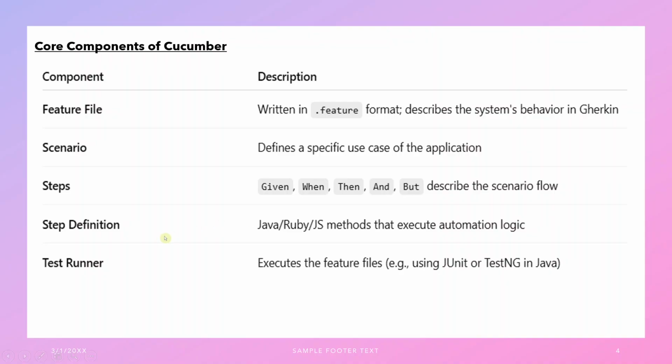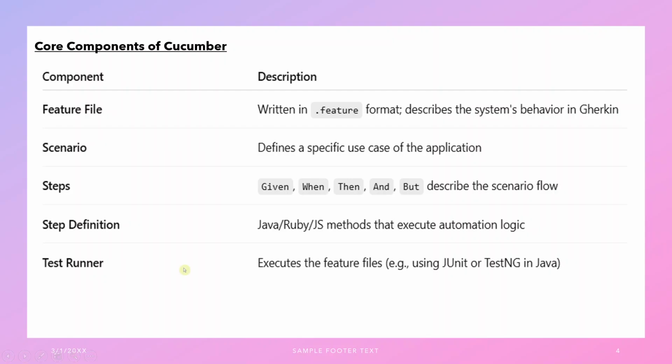And next is the step definition. The step definition consists of Java, Ruby, or JavaScript methods that execute the automation logic. So whatever automation we are doing for these test cases is written in the step definition, and the step definition contains the automation logic. And next, the important one, is the test runner.